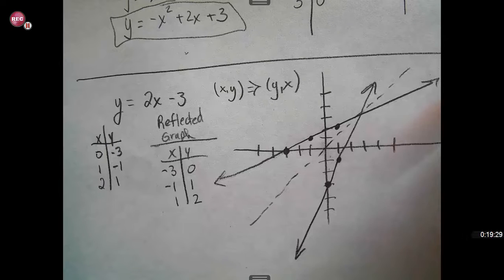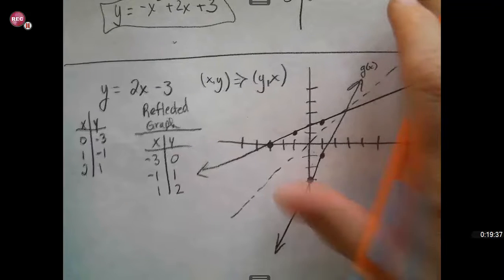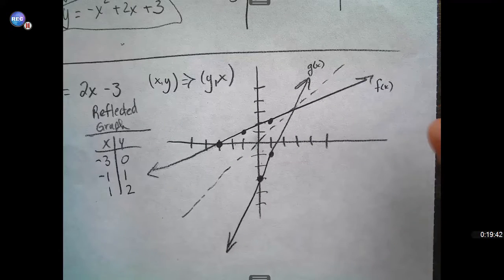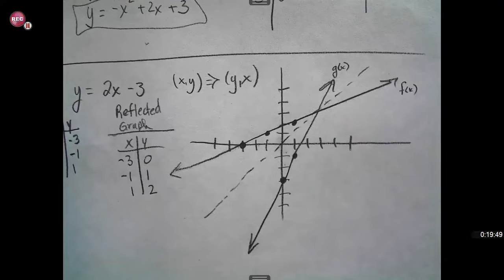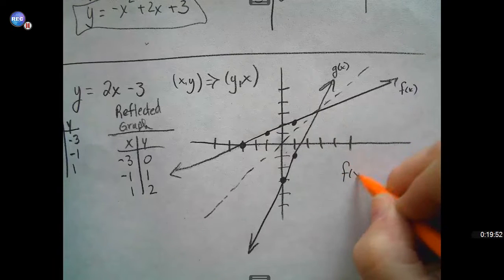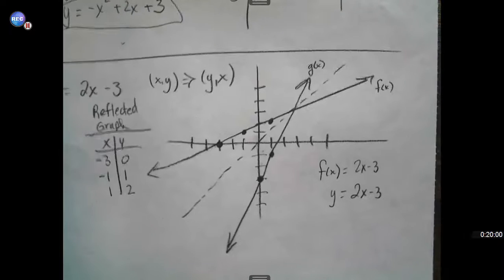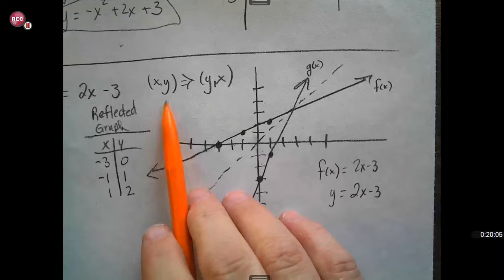We could label this f of x. And for now, we could label this g of x. Okay. What they want me to do now is they want me to find the equation for that graph. Well, it's linear. It wouldn't be hard to figure out, right? But there's an algebraic way to do that. My original function is f of x equals 2x minus 3, or y equals 2x minus 3. The algebraic way to figure out the equation of the reflection is to do exactly what it tells me to do right here.